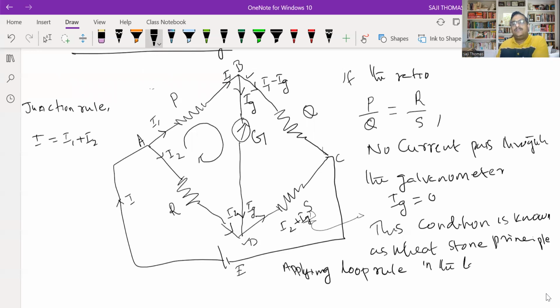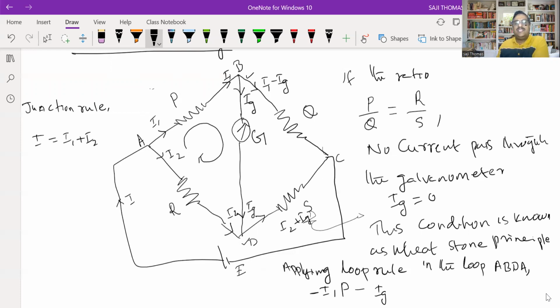In the loop, which loop am I applying? A, B, D, A. So I start to travel along the path A, B, D, A. I1 into P, minus I1 into P, because I travel in the direction of the current. Then B to D, again traveling in the direction of the current. That potential difference will be negative.